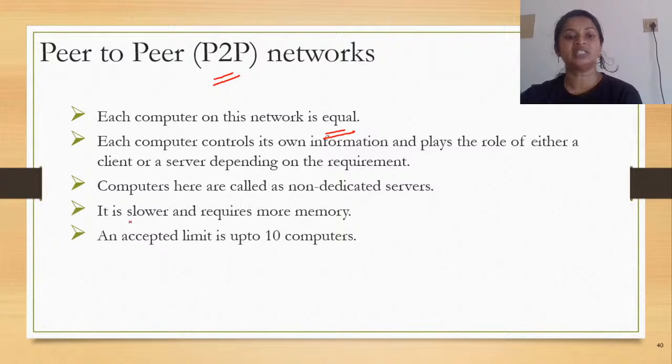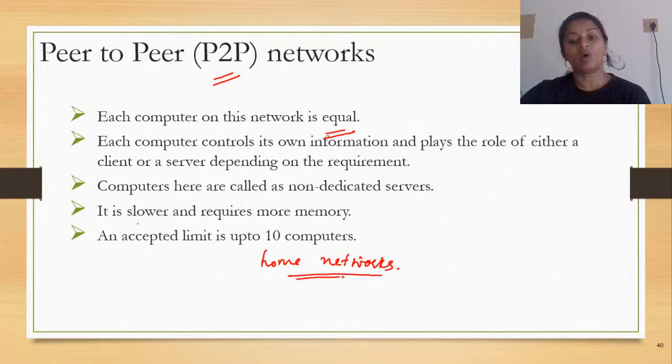Now, for this reason, these are slower and require more memory. An accepted limit is up to 10 computers. So these are the concerns with respect to peer-to-peer networks. Also, they are popular as home networks. Now why as home networks? Because they can be used in small companies.